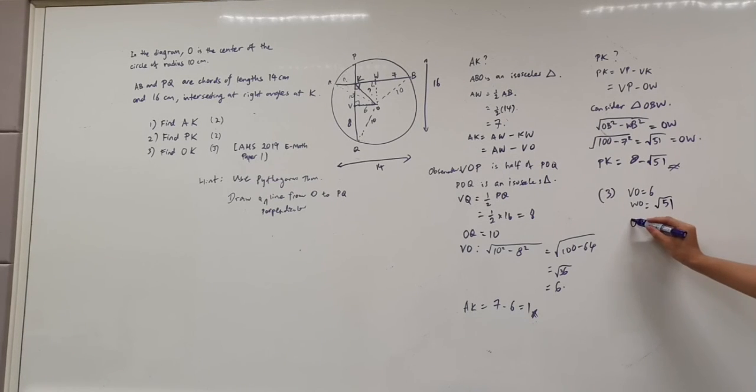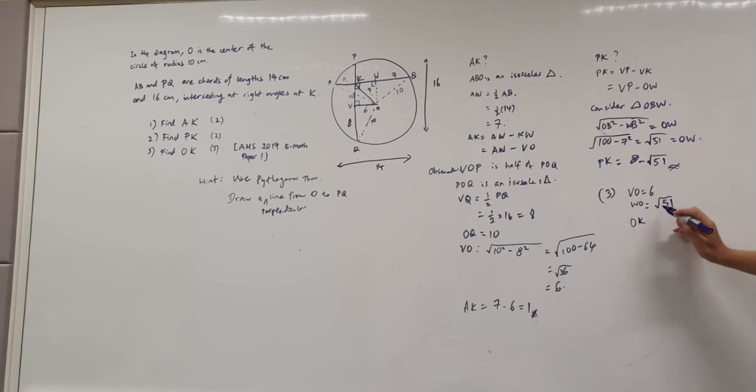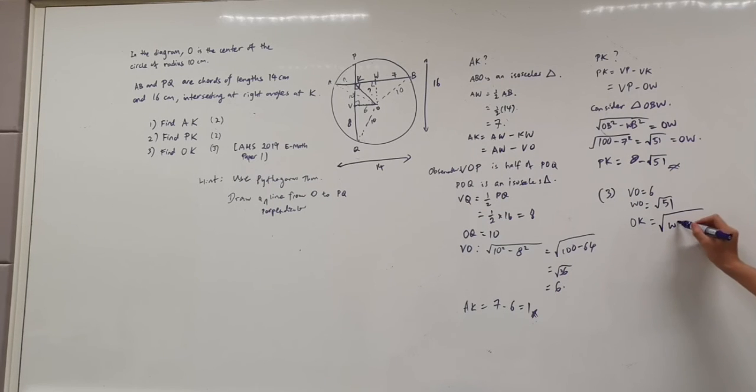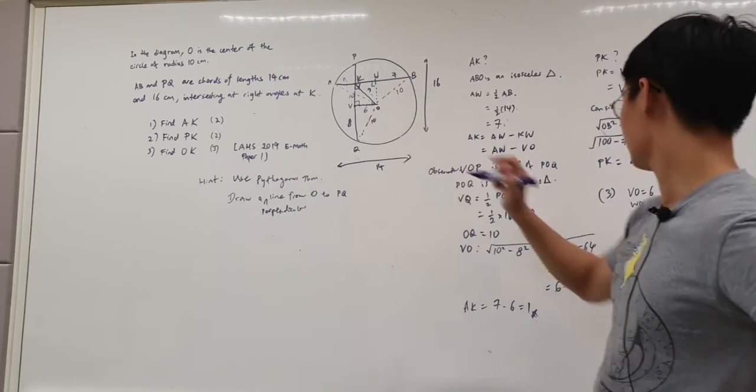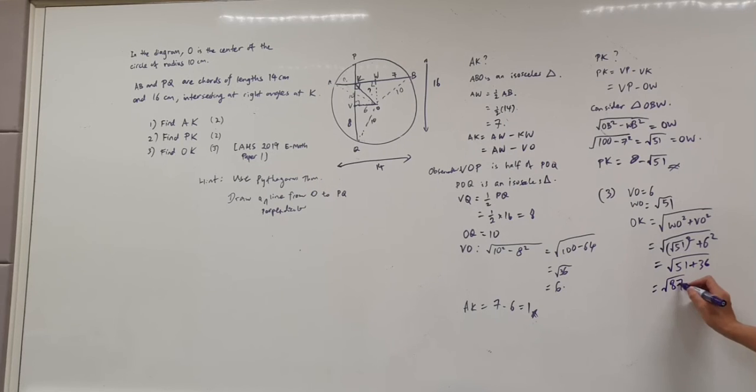Now, what is OK? OK is simply the square root of WO squared plus VO squared. From this diagram, it's very clear why, because this is also a right angle triangle. So WO is square root of 51, so square root of 51 squared plus VO, and VO is 6 squared. So this is the square root of 51 plus 36, which is square root of 87.